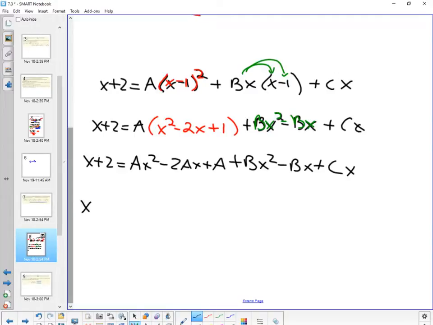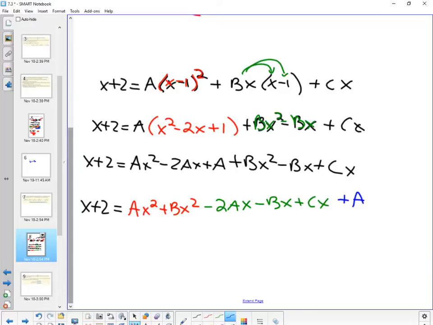I'm going to regroup. I'm going to start by putting all my x squared values at the front. So I've got ax squared plus bx squared. All of my first degree values next, so minus 2ax minus bx plus cx, and then finally plus a. We're okay there?